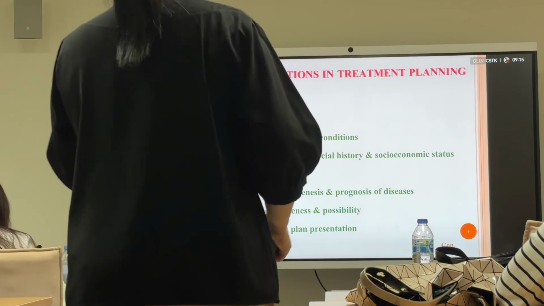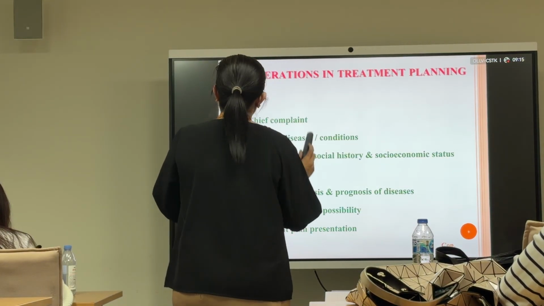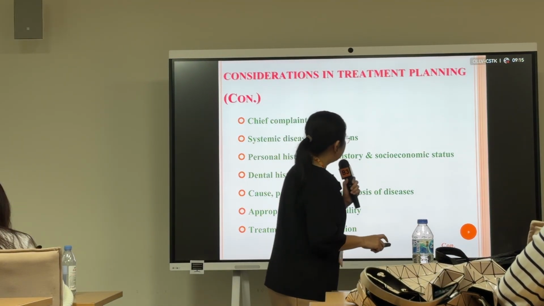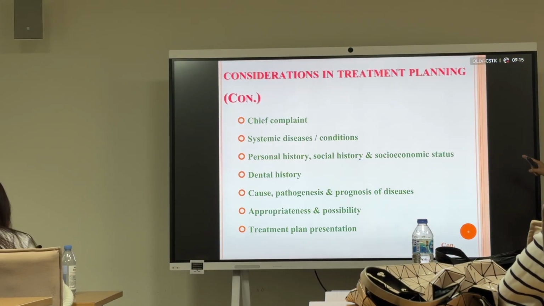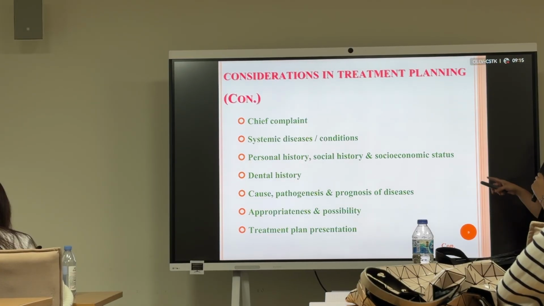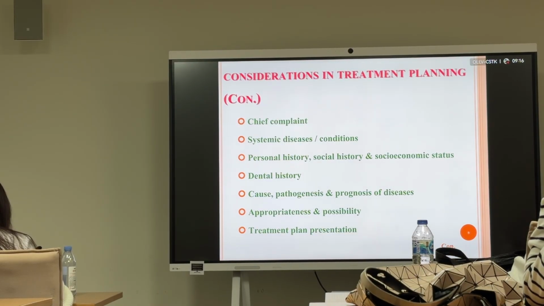Okay, the considerations in treatment planning. You need to consider the chief complaint, systemic disease or conditions, personal history, social history, and socio-economic status, dental history also, cause, pathogenesis, and prognosis of the diseases, appropriateness and possibility, and treatment plan presentation is also important.